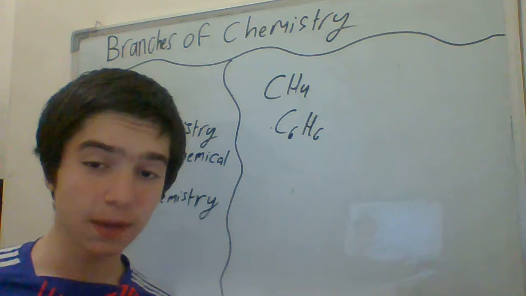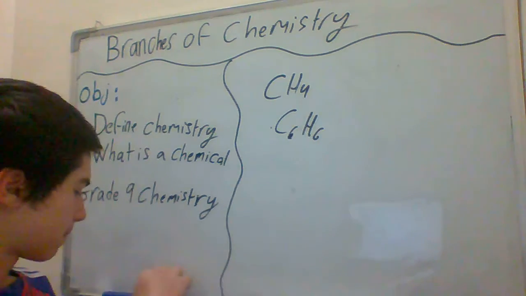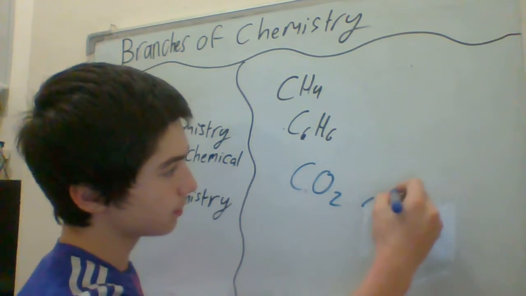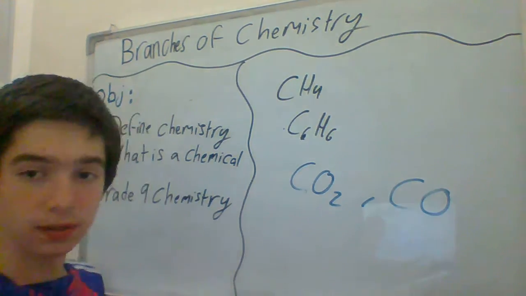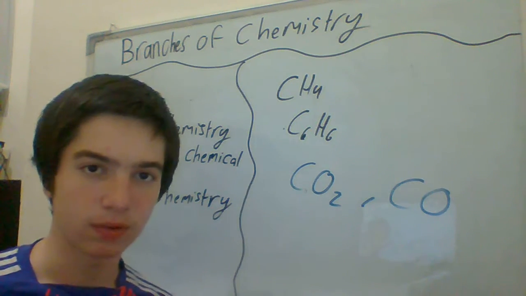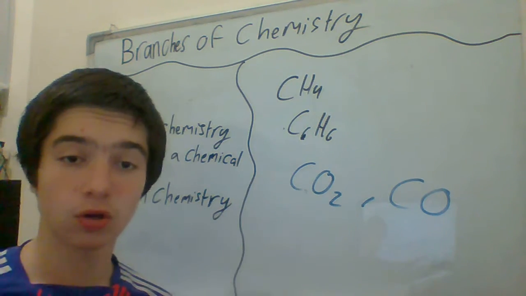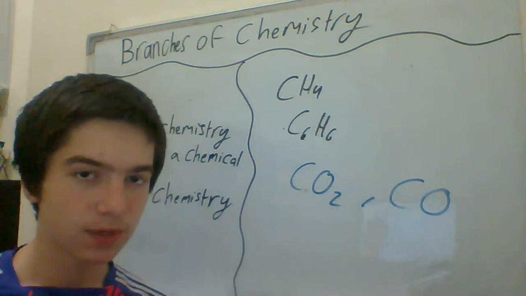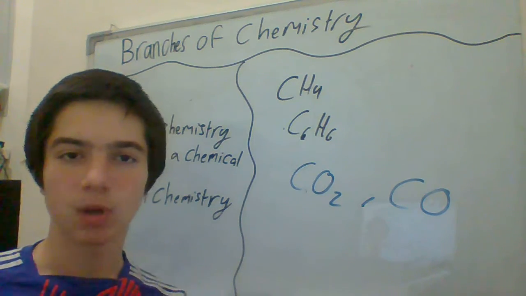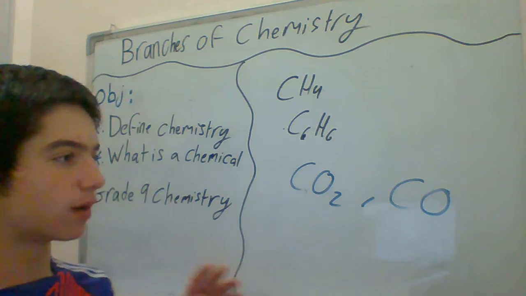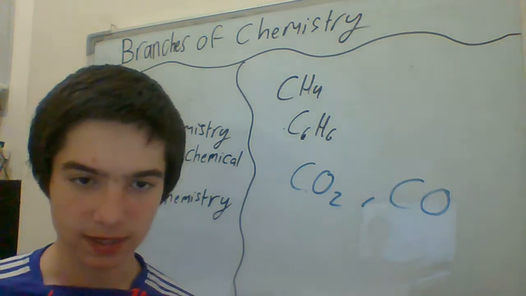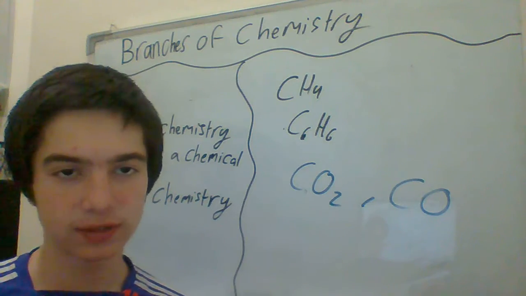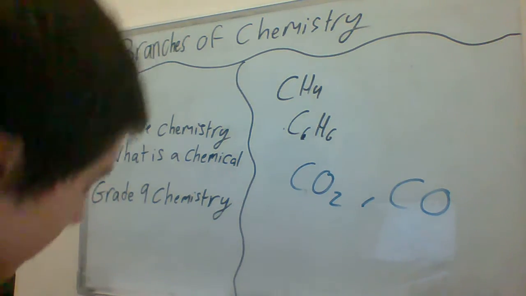But there are always some exceptions. For example, carbon dioxide and carbon monoxide aren't organic compounds. I know they contain carbon, but they're exceptions, so you cannot count them as organic compounds. So that's organic chemistry, which is simply the study of compounds that contain carbon.